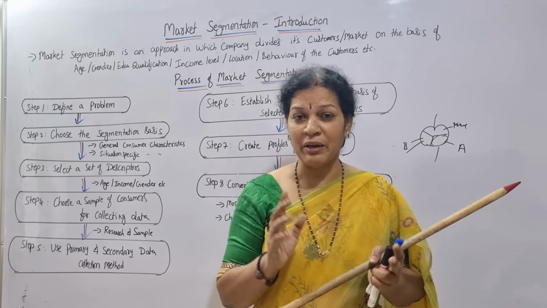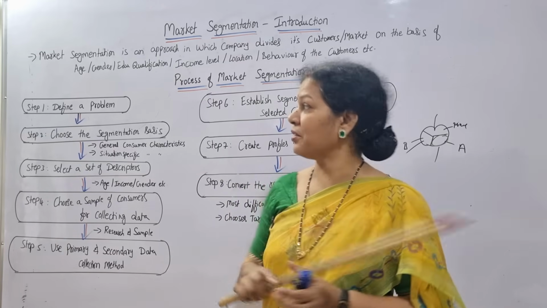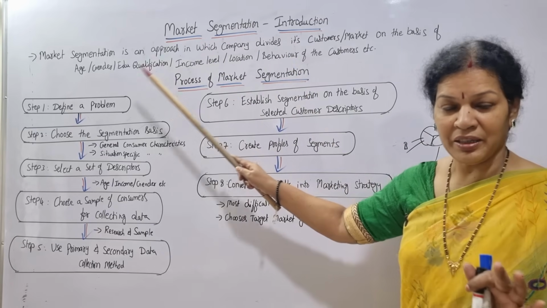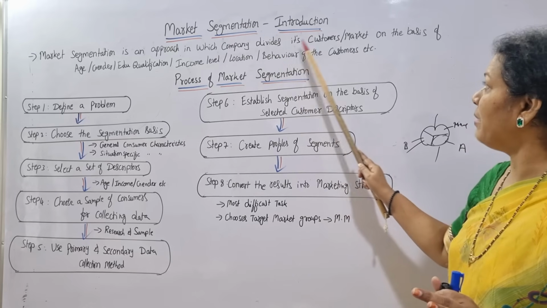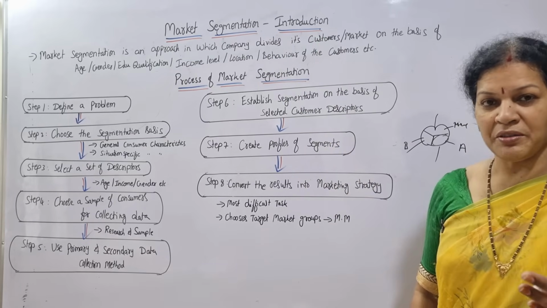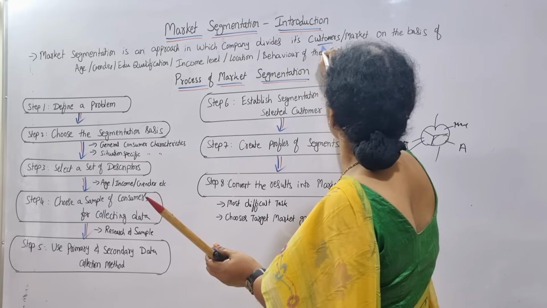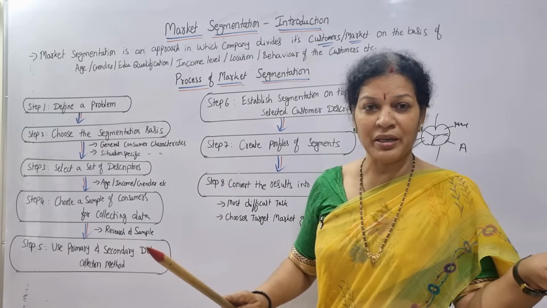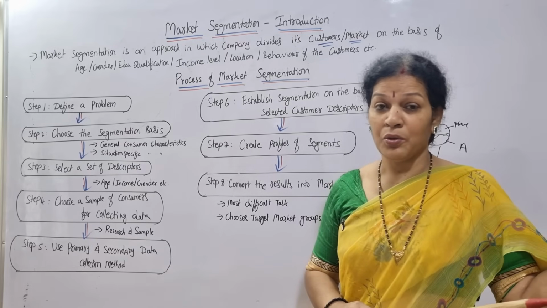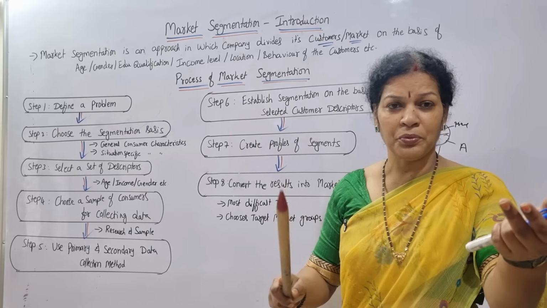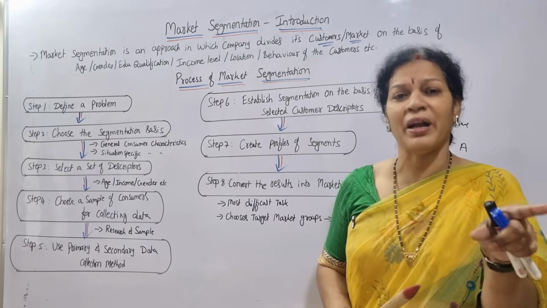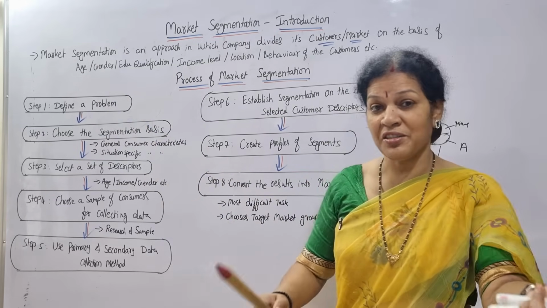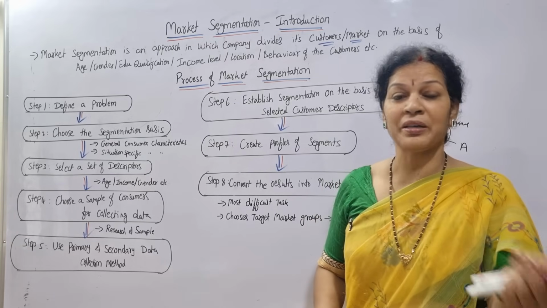For market segmentation, you have different concepts to understand, but before that, a simple introduction. Market segmentation is an approach in which a company divides its customers or market on the basis of anything. On the basis of age: below 20 years who are willing to buy the product, 20 to 30 years, 30 to 40, whatever you want. You can divide the market as per age, as per gender. Ladies use some products, gents require some products. On that basis, you can go for market segmentation.